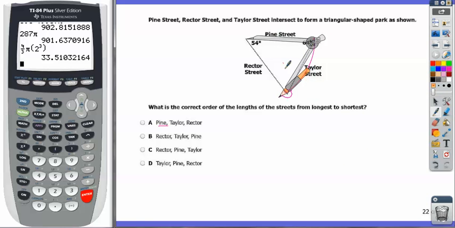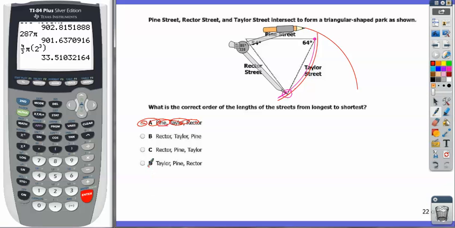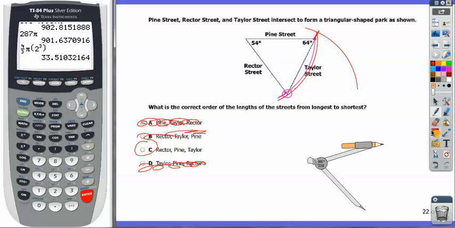So if I do the same thing for Rector, I already know that Rector is going to be bigger, right? Let me measure Rector actually. Maybe I'll change colors too. Rector is bigger than Pine, so that's good. Let's see if it's bigger than Taylor. It is. It's way bigger than Taylor. So Rector's the biggest. And if you notice, this is way bigger, so Taylor's probably the smallest. So if I had to take an educated guess, this is what it would be. So using your compass can help.